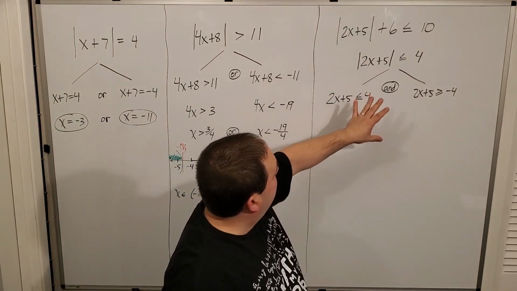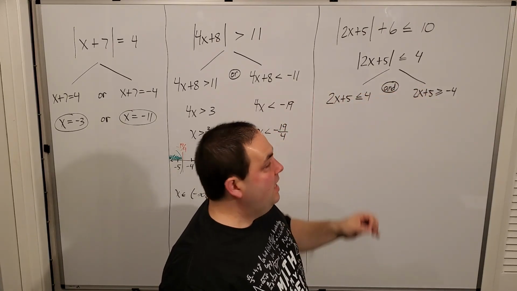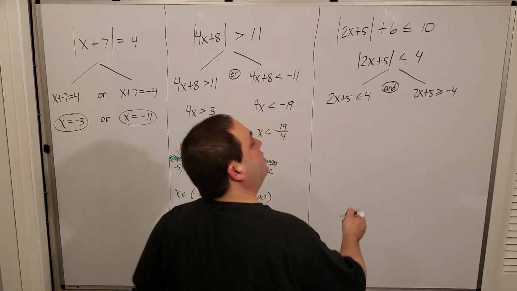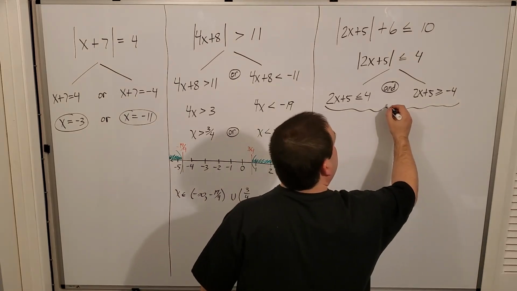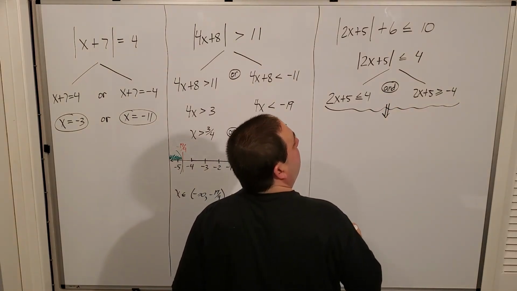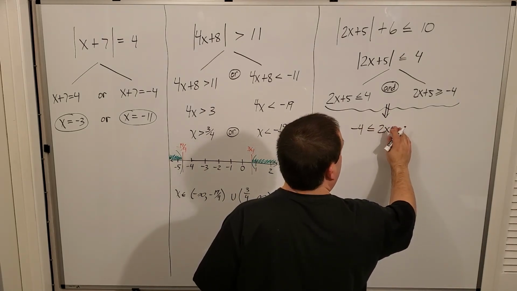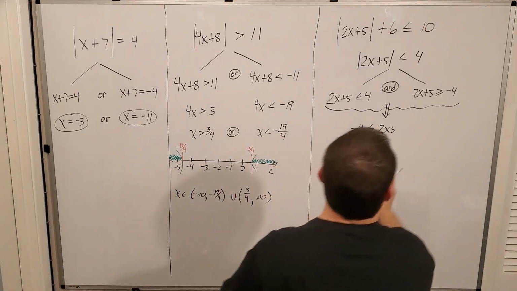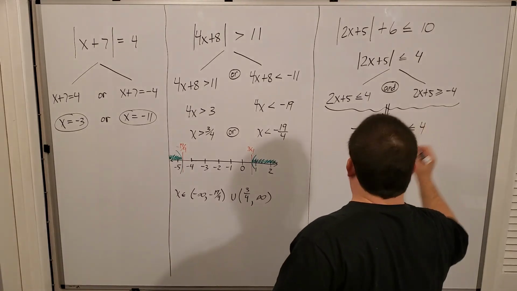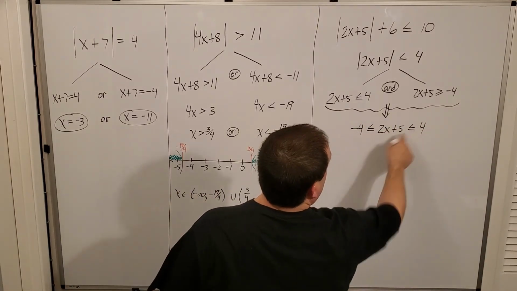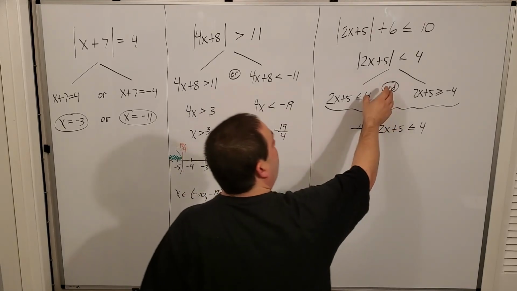Okay, so here's the other little point to this. I don't actually have to write these separate. In the case of a less than, I can actually make my work a little bit simpler by saying all of this can be summed up with one statement, like this. 2x plus 5 is in between the values of negative 4 and 4. And that's another alternative way of writing this.